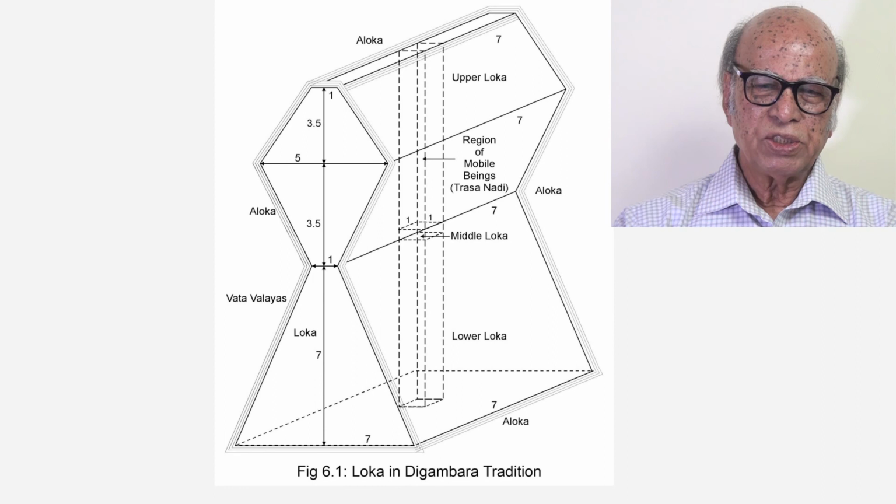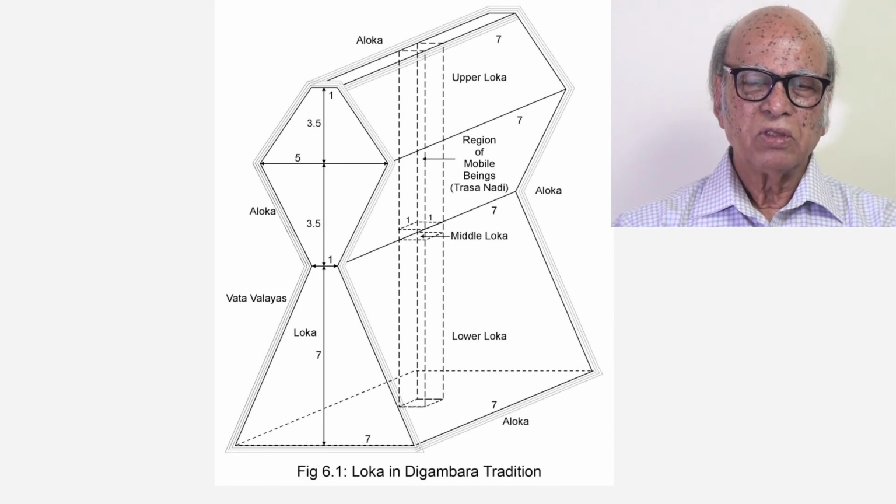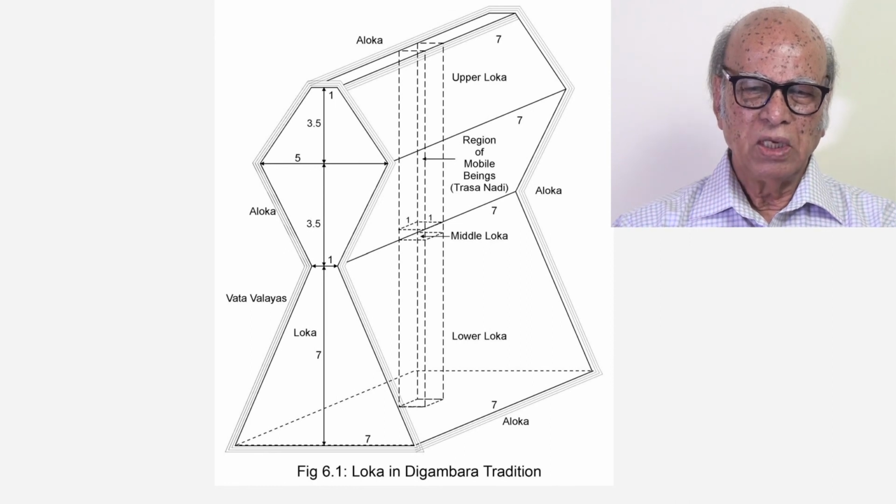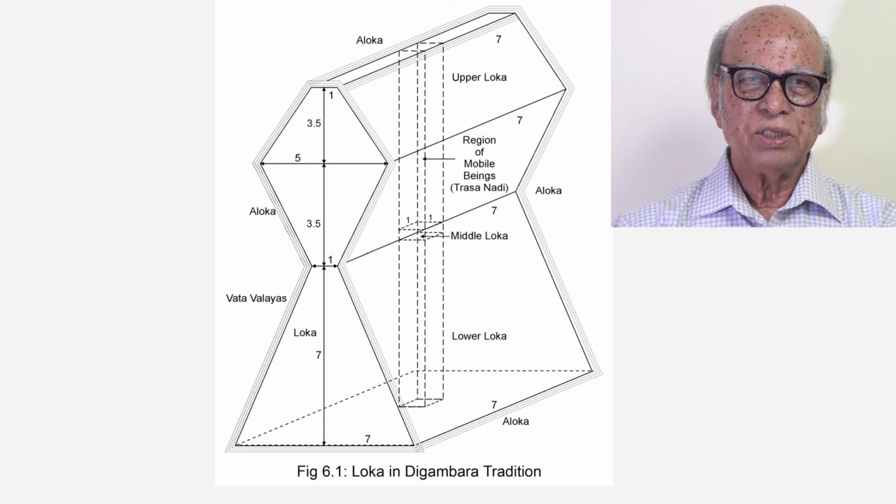I would like to specially talk about the central region of this lok. You will see in the figure, drawn in dotted lines, a cylindrical or rectangular space in the middle of the lok. This region is known as the Trasa Nadi. This is the place where the mobile beings are found. So the mobile beings, the Jeevs who can move on their own, are found in a very small region of the whole lok, in the center, which is known as the Trasa Nadi.